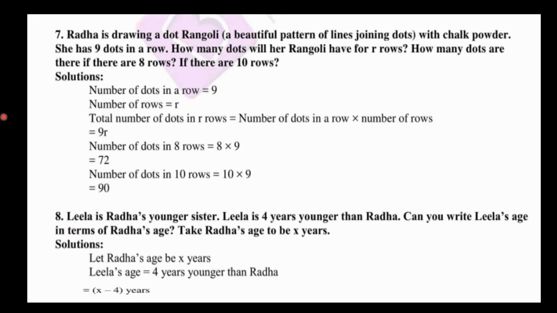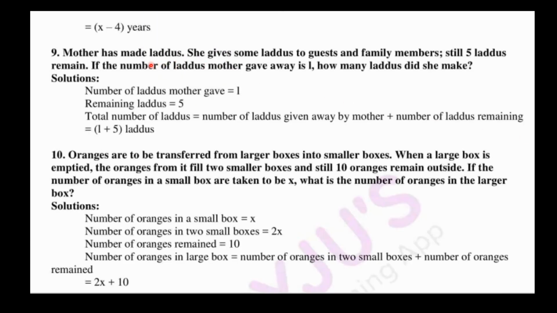Leela is Radha's younger sister. Leela is 4 years younger than Radha. You know what is meant by younger? Younger means she is smaller than Radha. Can you write Leela's age in terms of Radha's age? So again, they have given us: take Radha's age to be x years. So the first step will be Radha's age is x years, but Leela is 4 years younger than Radha. Therefore, what will be Leela's age? x minus 4 years.